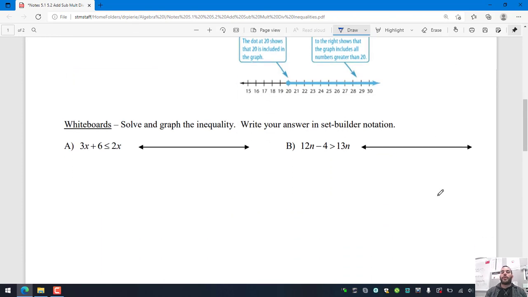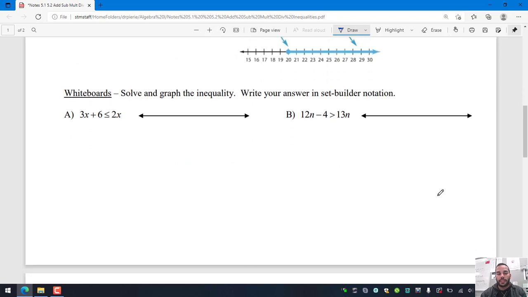All right, so I think the best way to practice these is just by doing some examples. It says solve and graph the inequality, and it says write your answer in set builder notation. All that means is to get the variable all by itself. So what I see over here is 3x plus 6 is less than or equal to 2x. My goal here is I want to get x all by itself. And what's tricky about this is that there are some x's on the left and some x's on the right.